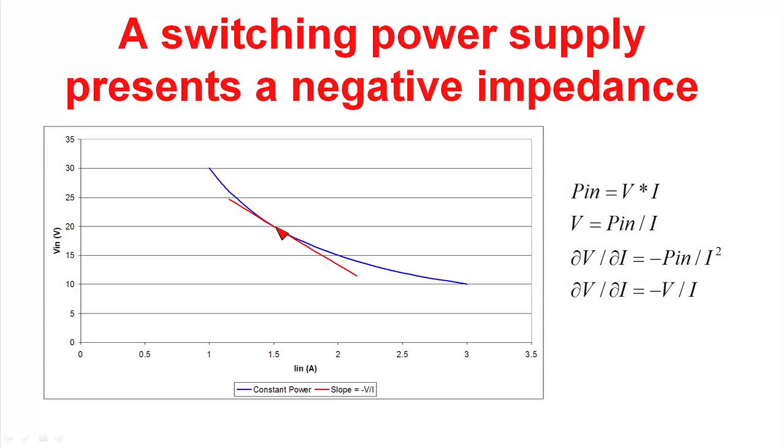It's pretty simple. Basically the lowest input impedance to your power supply happens when the current is the highest and when the voltage is the lowest. So that's over here on this portion of the curve. And that's what you have to consider when you're designing your damping for your input filter.